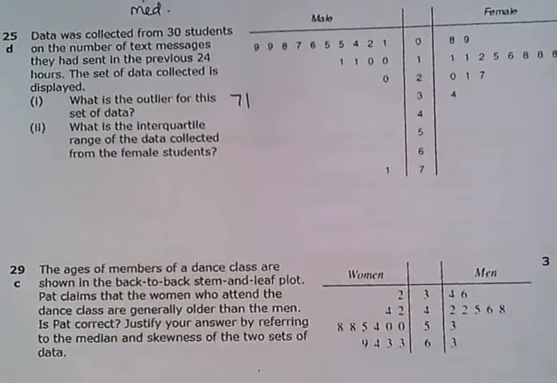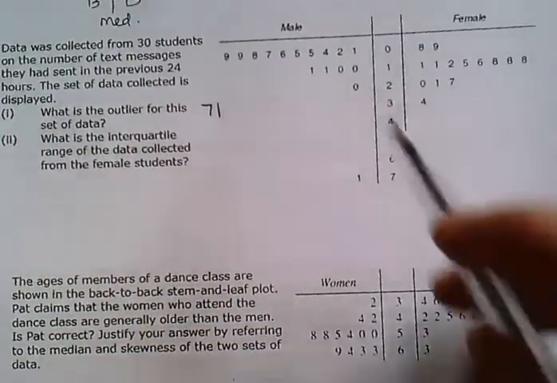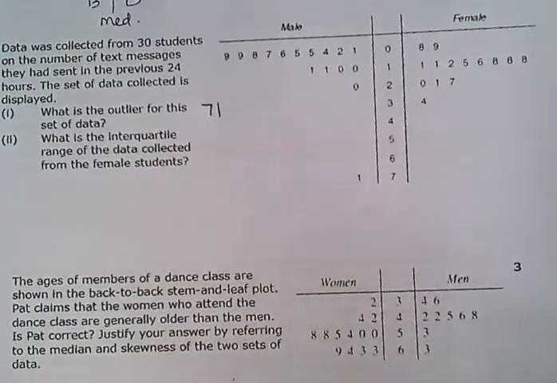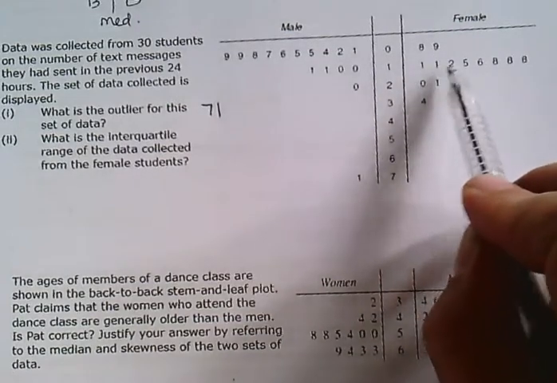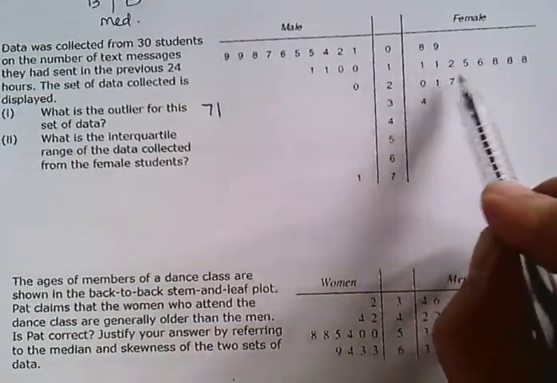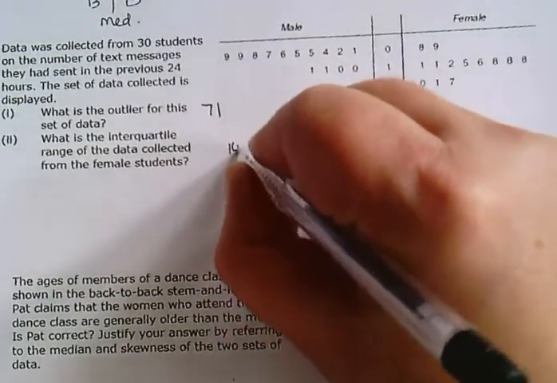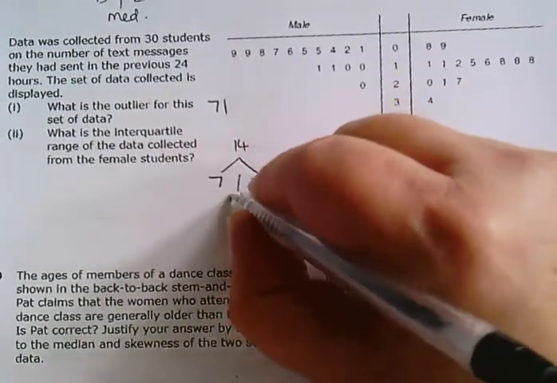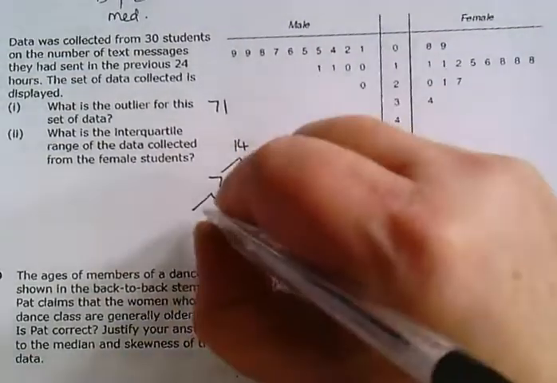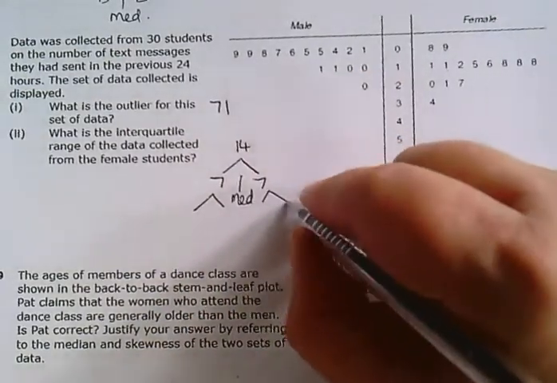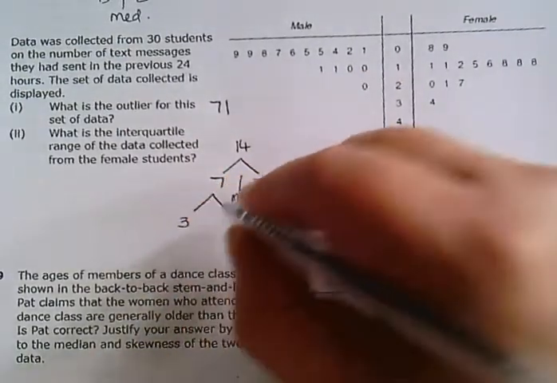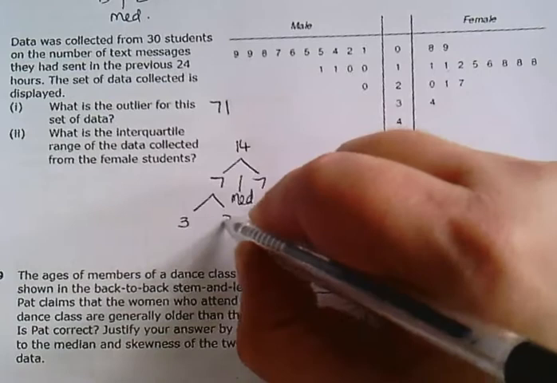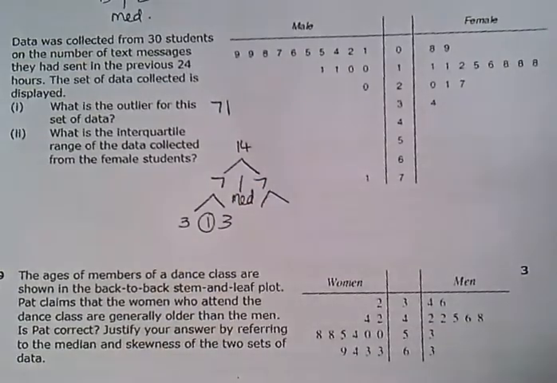Let's look at the next question, the interquartile range for the females. How many females? 14. 1, 2, 3, 4, 5, 6, 7, 8, 9, 10, 11, 12, 13, 14. 14 females. Right, let's divide them up. 7 on the left, 7 on the right. That's the median. Now what do I do? You can't halve 7, so what do I do? 3, 3, and 1. Are we good with those bottom 7s?